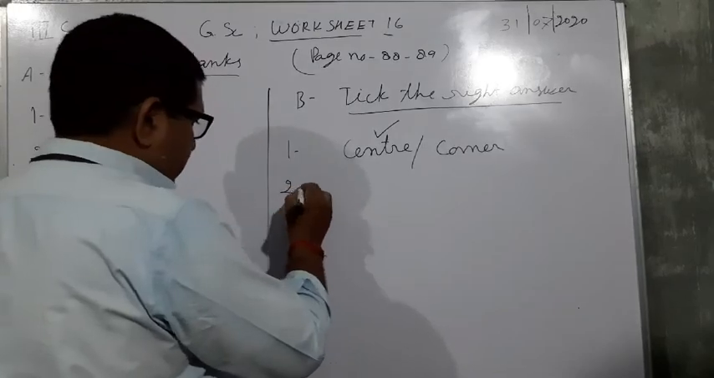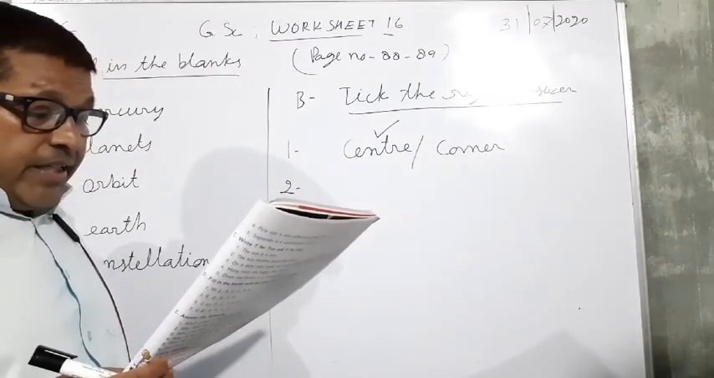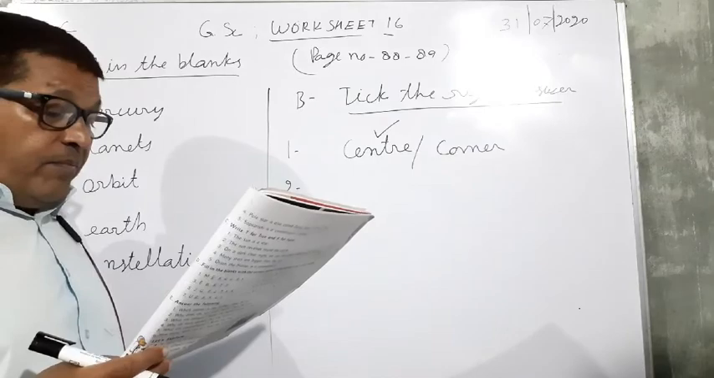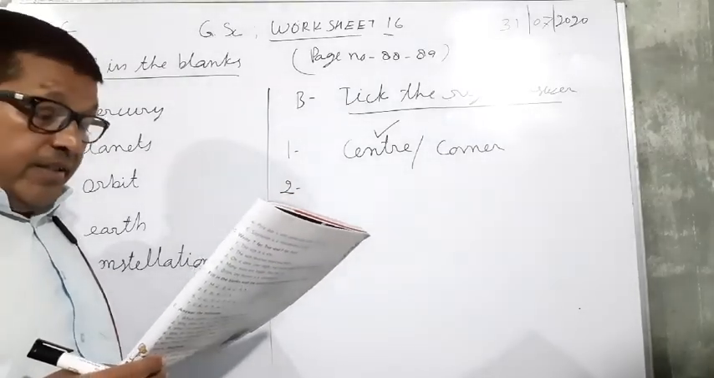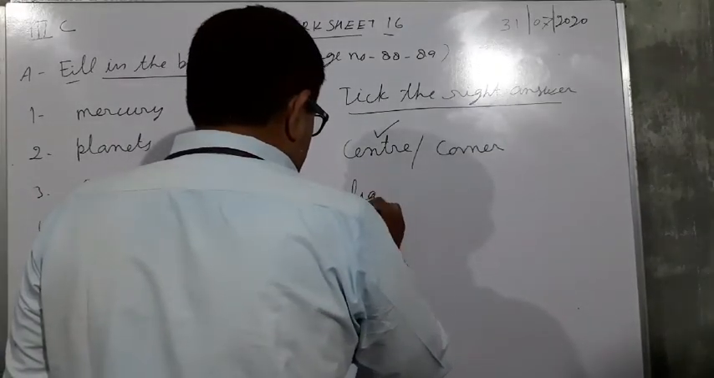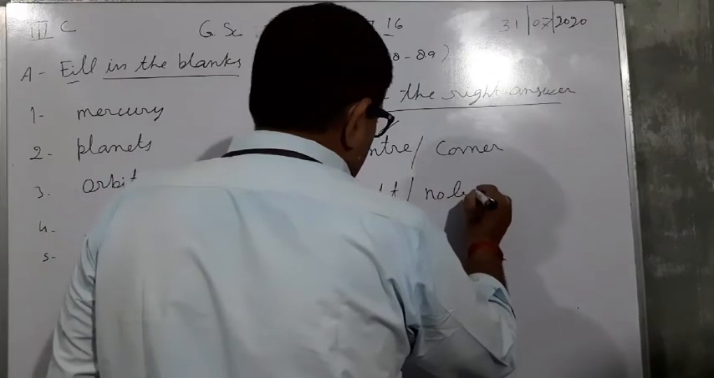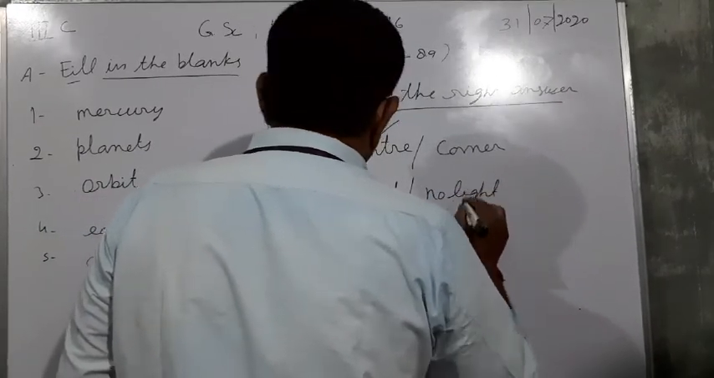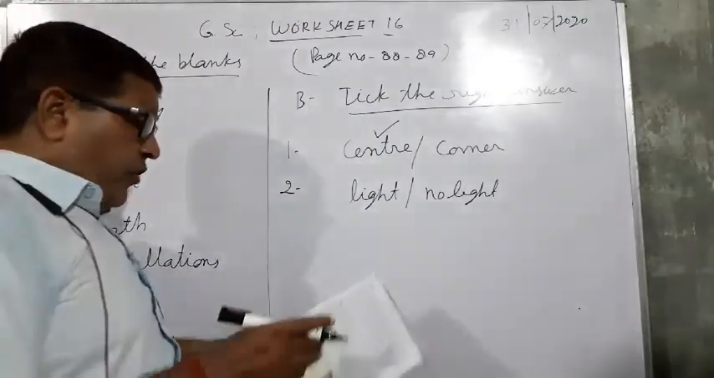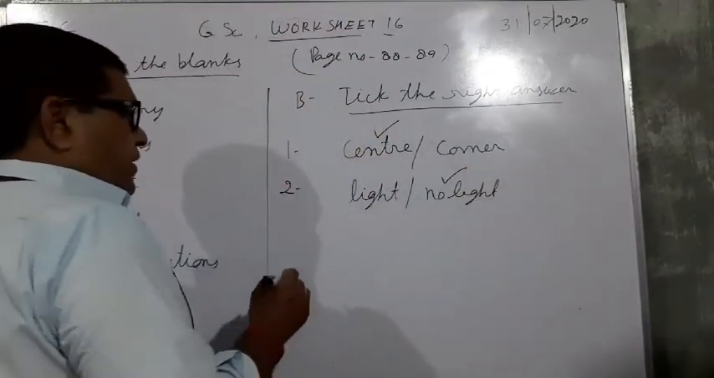Now second, all planets have light or no light of their own. You know that the planets do not have their own light. So which will be correct here? All planets have no light. So you have to make the tick mark on no light.